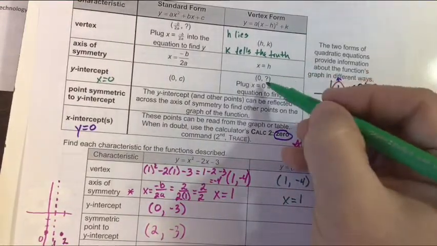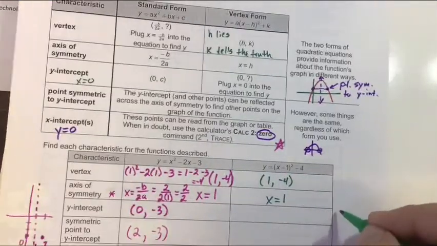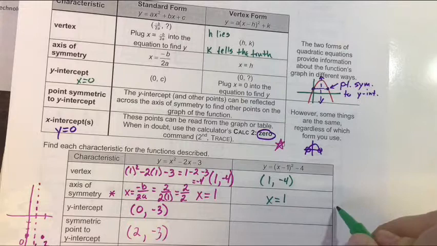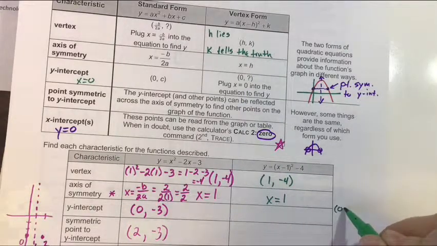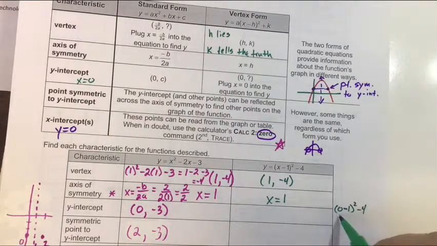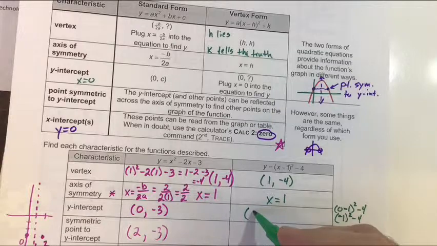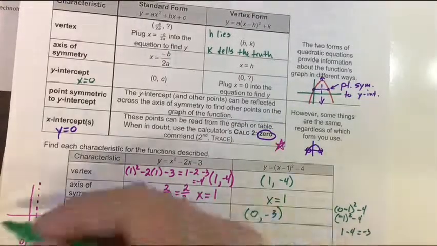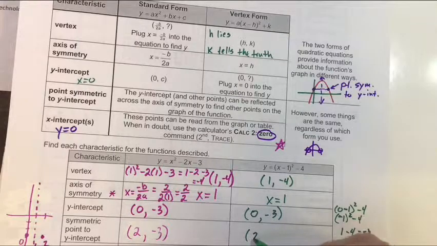So for the y-intercept, I would actually have to plug in 0 here. Okay, I'll come out here where I've got a little room. If I plug in 0 for x, that's 0 minus 1 squared minus 4. 0 minus 1 is negative 1 squared. We do exponents before we subtract. Negative 1 squared gives us positive 1. 1 minus 4 is again negative 3. So again, you do get the same y-intercept. Okay, this works out the same way. 2, negative 3 ends up being the same point symmetric to the y-intercept, and we'd have the same zeros.